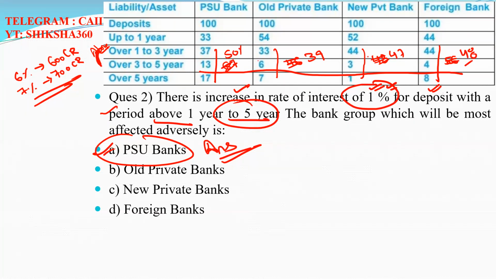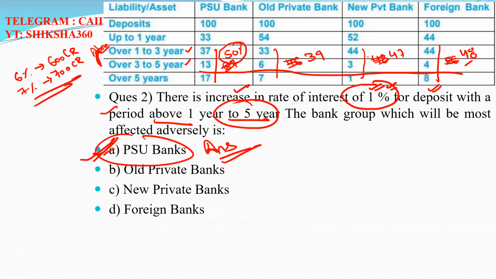So same, but you have to consider only this row and this row. Clear? Earlier I did not go through it properly. So basically only 1 to 3 and 3 to 5 years we have to consider. So here, 50% deposits. So PSU banks are adversely affected.